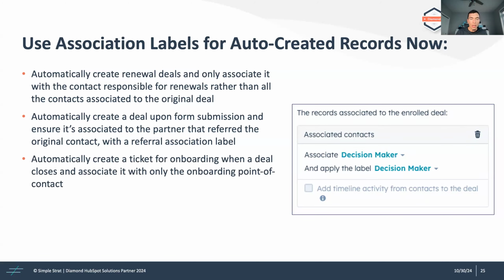We can also use this if we're automatically creating tickets for onboarding. So when a deal closes, we're creating our onboarding ticket. Again, we had a big buying committee with the CFO. We had all kinds of people involved in the original deal, but there's only one point of contact record that we want associated to that onboarding ticket. We just copy them over to the ticket rather than all of our contacts.